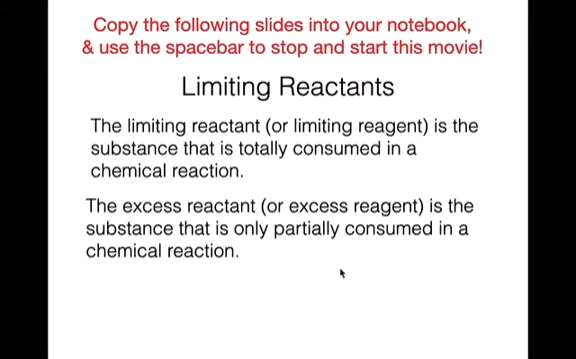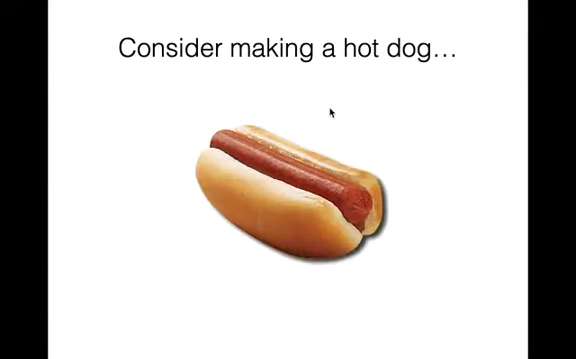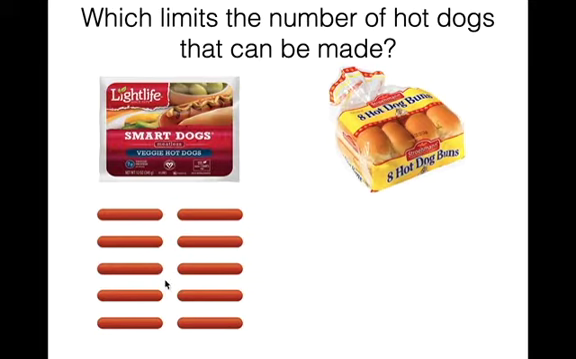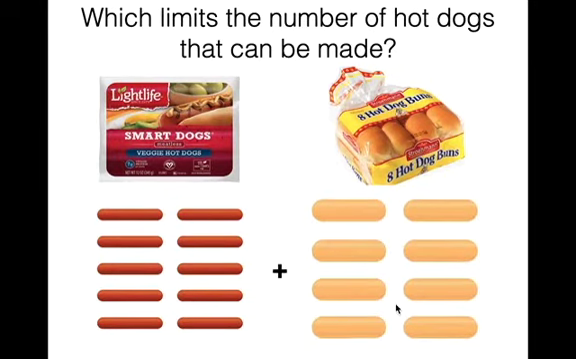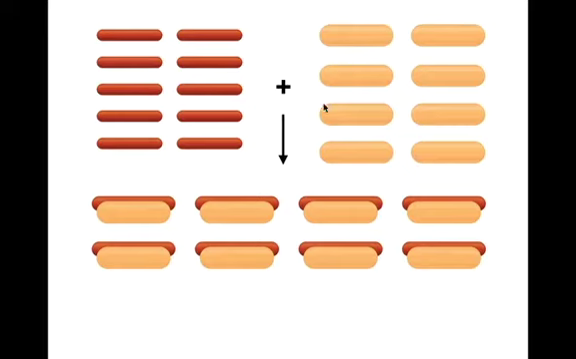Okay, let's look at a real-life example. Consider making a hot dog. I suppose this would be a real-life analogy. So you go to the market and you buy a package of hot dogs and a package of buns, hot dog wieners. You open the package of wieners and you have 10. Open the buns and you have 8. So when you go to make your hot dogs, you've used up all of the buns.